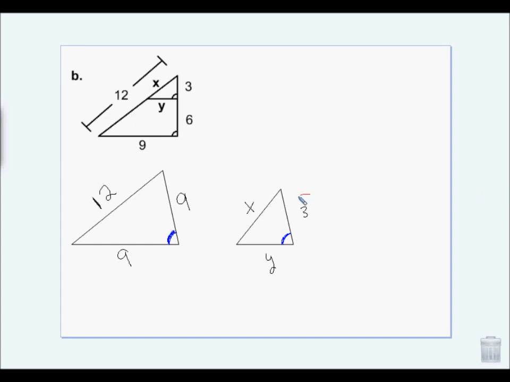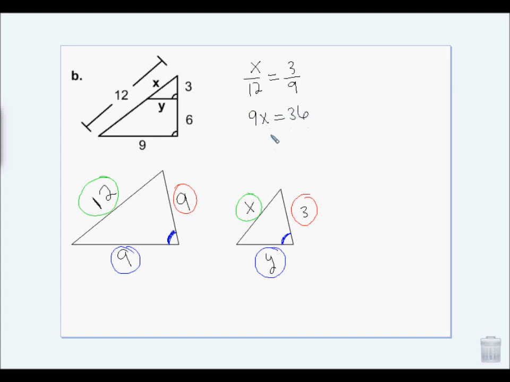Okay. So 3 goes with 9. This y goes with this 9. And x goes with 12. So x over 12 equals 3 over 9. So 9x is 36. So x is 4. So just in case anybody needs it, that's cross multiplying.